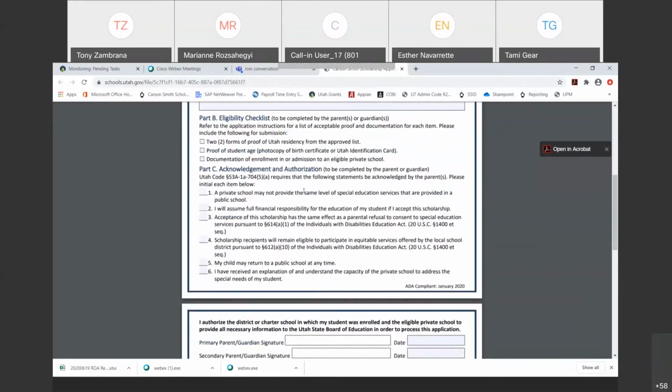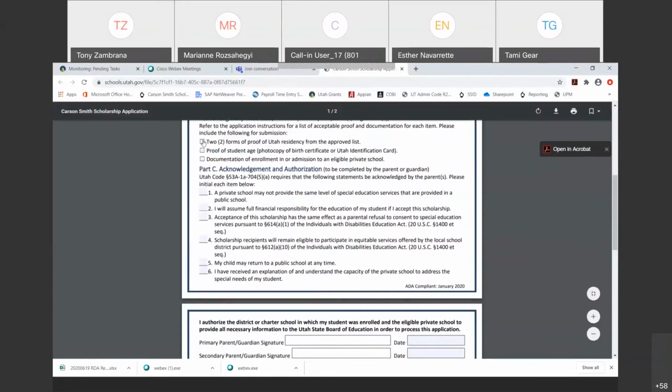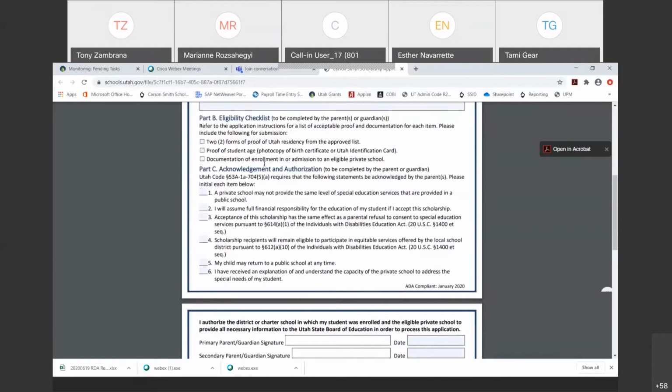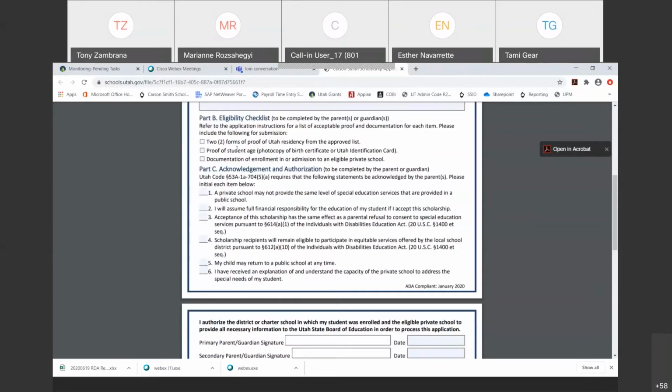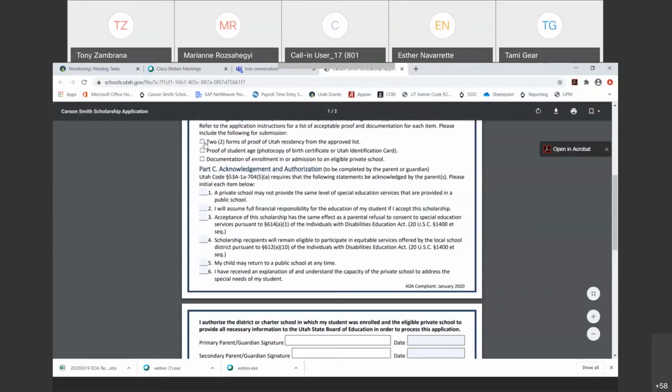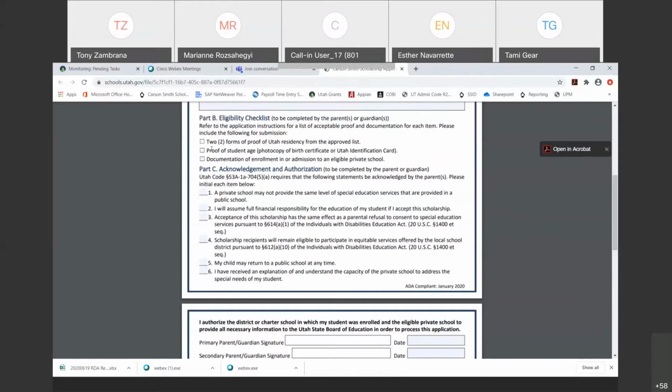Next part is part B on the eligibility checklist. This is very important because you can check these boxes, but if we don't have the actual information, then we're not going to consider it complete. So make sure that you go through these. You need 2 forms of proof of Utah residency from the approved list, and Esther already went over what's approved forms of proof of residency. So make sure before you check that box that you actually do have those documents that you're going to add to the application.